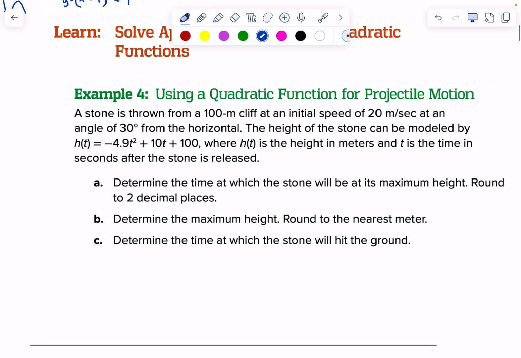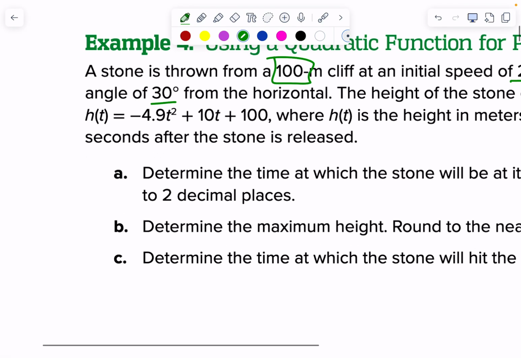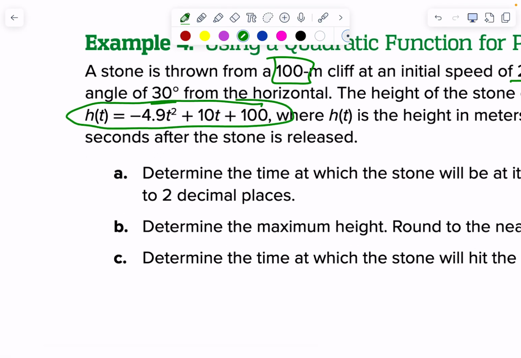A stone is thrown from a 100-meter cliff up in the air. That's our starting point, right? And it's going 20 meters per second at an angle of 30 degrees from the horizontal down. That's a lot of information, but you don't need it anyway because they give you the equation right here: negative 4.9 t squared plus 10t plus 100. That is the parabola that is happening.